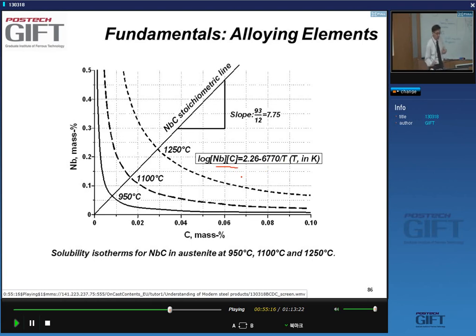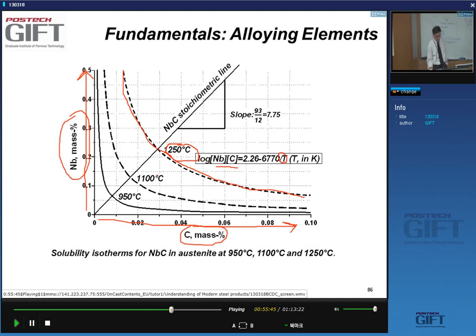What does it mean? First of all, where is this equation on this graph? Well, on this graph, you plot niobium and carbon, mass percent, and it goes from 0 to higher values for the carbon and from 0 to higher values for the niobium. This equation is plotted here for different temperatures. So as you change the temperature, you will get different lines. Okay.